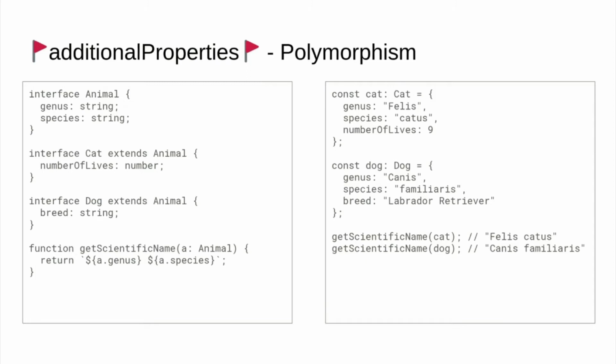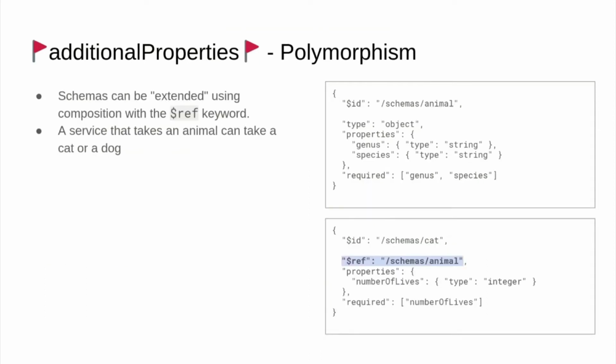Now let's see how that kind of relationship translates to JSON Schema. JSON Schema doesn't have a concept of inheritance, but you can still extend types using composition. Here we have a cat schema that extends an animal schema using $ref. At this point, we still have that polymorphic property we had in the TypeScript example. If we validate that the data passed to the getScientificName function passes the animal schema, it will also accept a cat or any other type that extends animal.